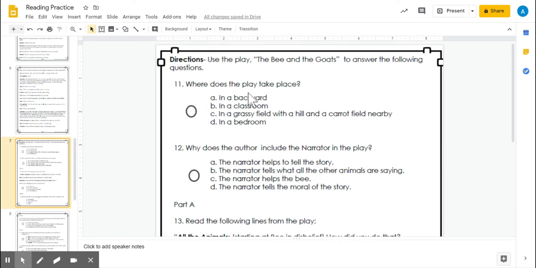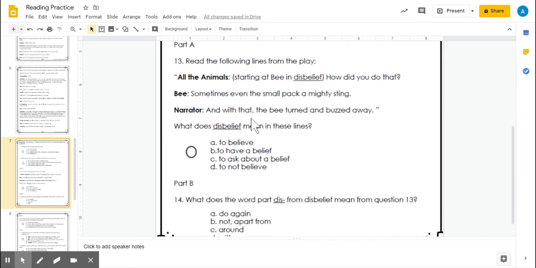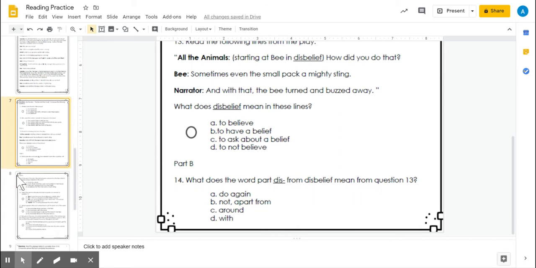So 11, where does the play take place? We actually already found that out, so you should have that in the back of your head. Why does the author include the narrator in the play? So what is the reason that the narrator's there? Part A, it looks like we're talking about the word disbelief, trying to figure out what that means. What does the prefix dis on disbelief mean? So you use your context clues.